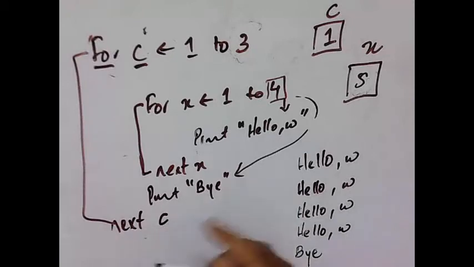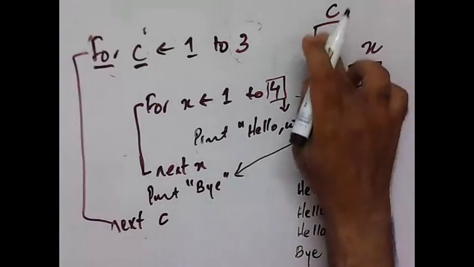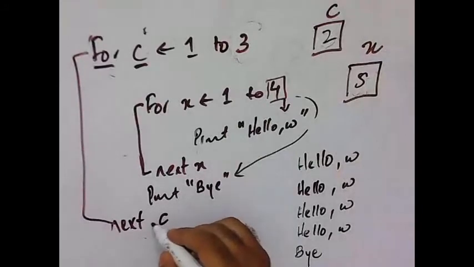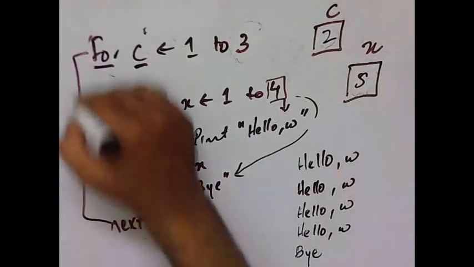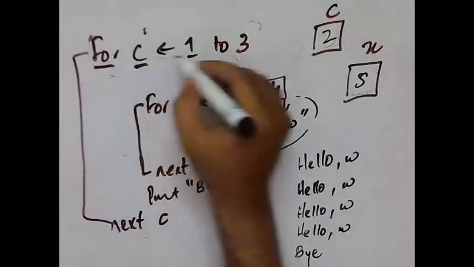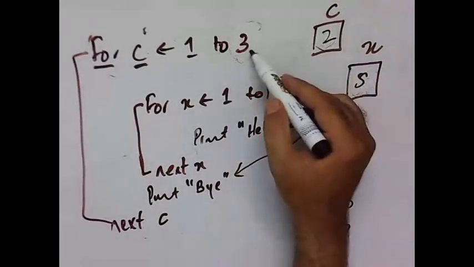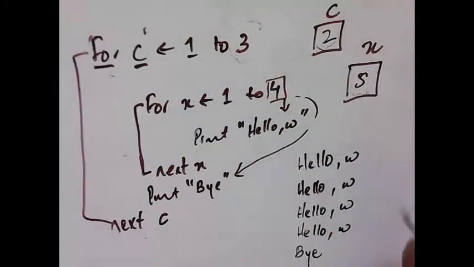So next c, what does it mean? It means increase the value of c by 1. So this will become what? This will become 2, and it will again send the control of the program back to the starting of the loop. So it will check whether this value exceeds the final value. No, it does not exceed.